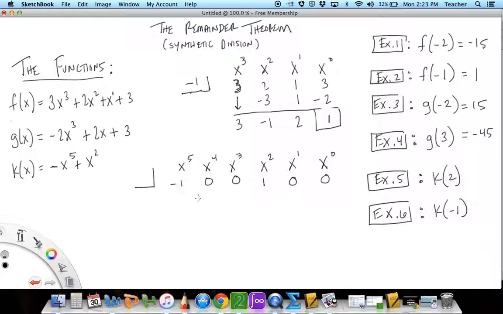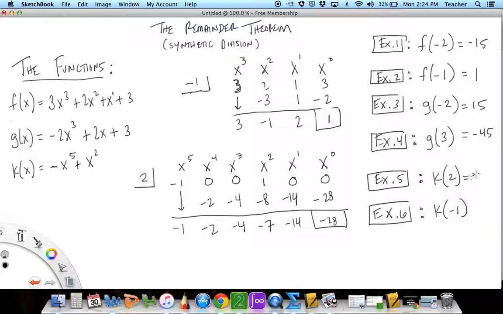All right, so now we're going to do our synthetic process. In this example 5, we're plugging in 2. And so we're going to go through the process of solving it. Negative 1, negative 2, drop down. 0 plus negative 2 is negative 2. This generates negative 4. Negative 4 times 2 is negative 8. 1 plus negative 8 is negative 7. Negative 7 times 2 is negative 14. 0 plus negative 14 is negative 14. Negative 14 times 2 is negative 28. Drop this down and we get negative 28 as our answer. So hopefully that's the same that you got there.